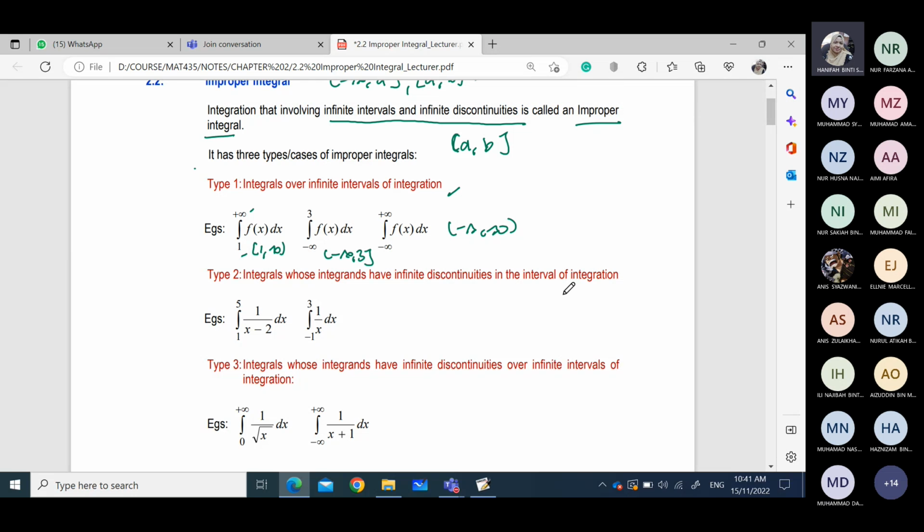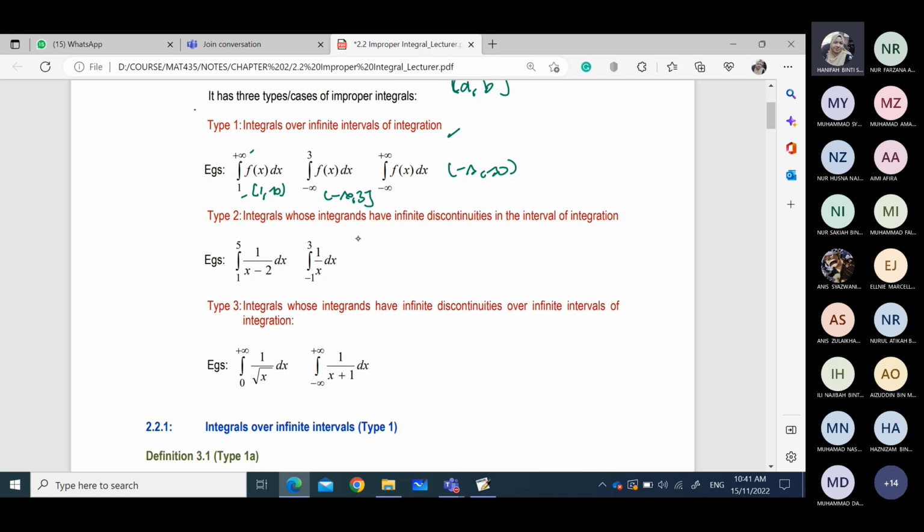And next, type 2, integrands that have infinite discontinuities in the interval of integration. Yang ini yang melibatkan discontinuity. So apa maksud discontinuity? Kita ambil satu contoh. Let's say we have this integration, integral 1 over x minus 2 with respect to x, where the interval of x is 1 to 5. So the values of x, it is 1 to 5.